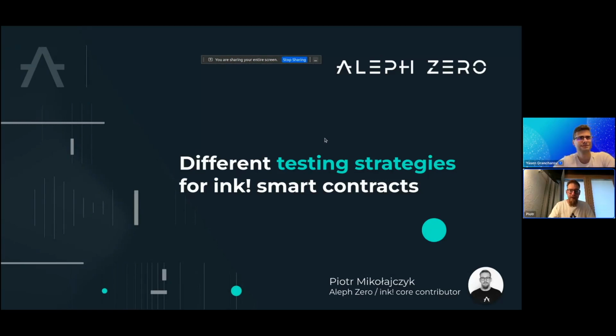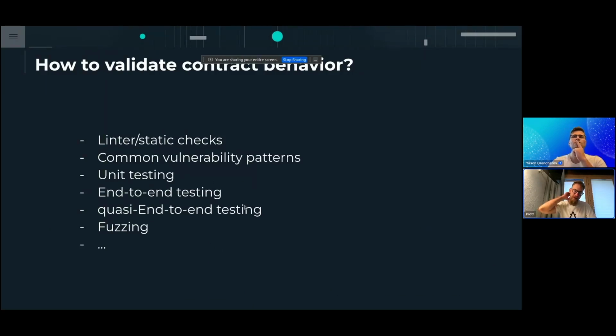Now there are at least several methods or approaches that you can take, starting from the very easy static checks that are usually built into a compiler or other tools that will search for suboptimal snippets, or even common vulnerability patterns. On the other side of the spectrum, there are very sophisticated and complex methods like fuzzing, which will test your contract against any type of traffic that can come to it. However, during this session, I will show you 3 primary testing strategies for Ink smart contracts.